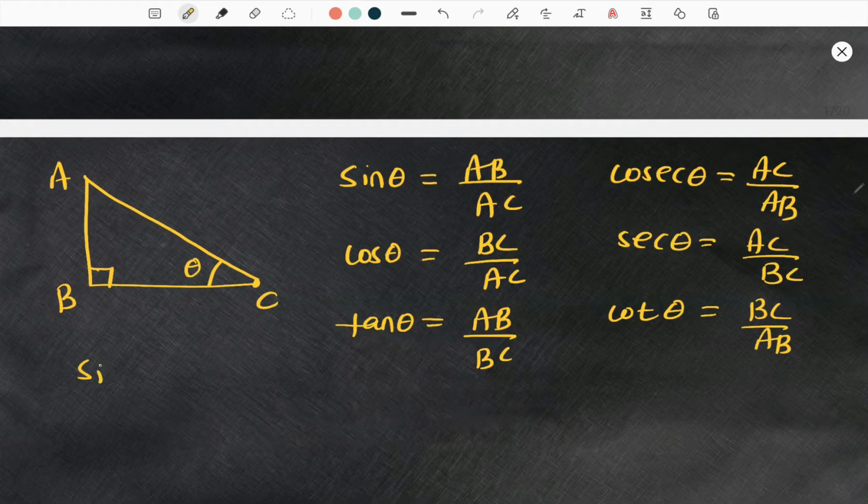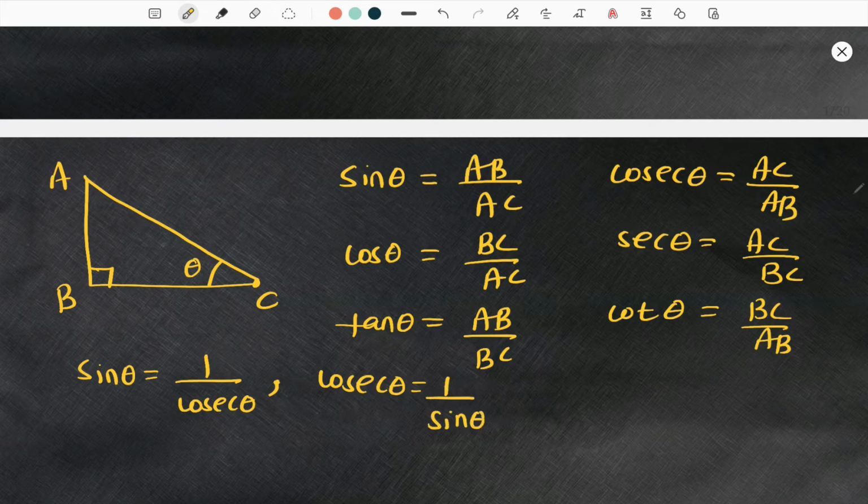Alright, so I can write sine theta is equal to 1 by cosecant theta, or vice versa, that is cosecant theta is equal to 1 by sine theta. Similarly with cos theta, secant theta, and tan theta and cot theta. Definitely you are going to get 1 or 2 marks for sure if you understand only these many concepts.